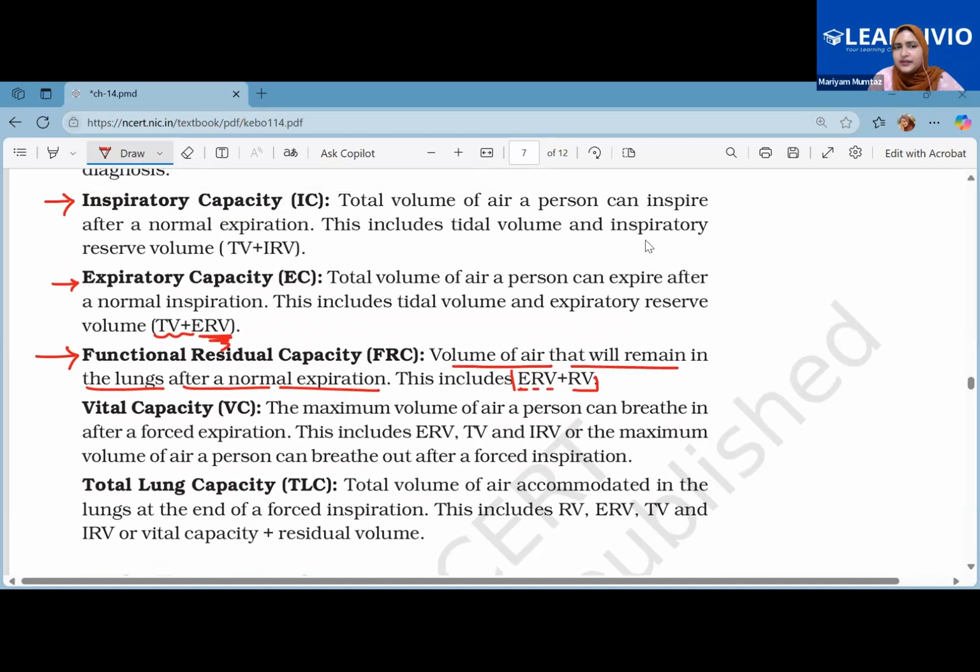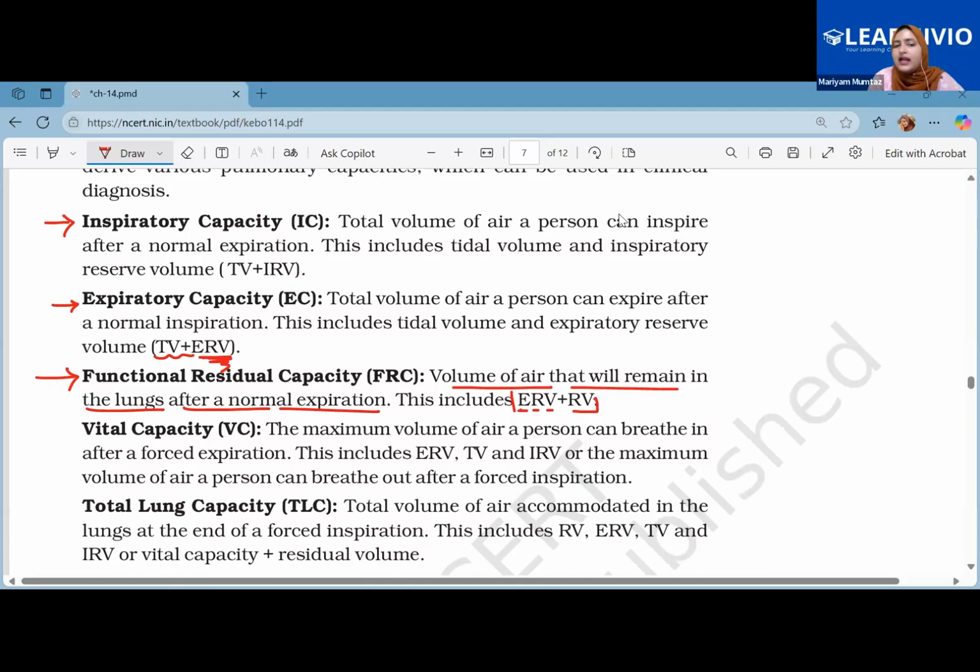FRC is the functional residual capacity, meaning when you are normally expiring, the volume of air that is going to remain in the lungs, that is the FRC. And what is the other thing? IRV. IRV is for forceful inspiration. When you're taking a deep, unusual breath, that's the case.